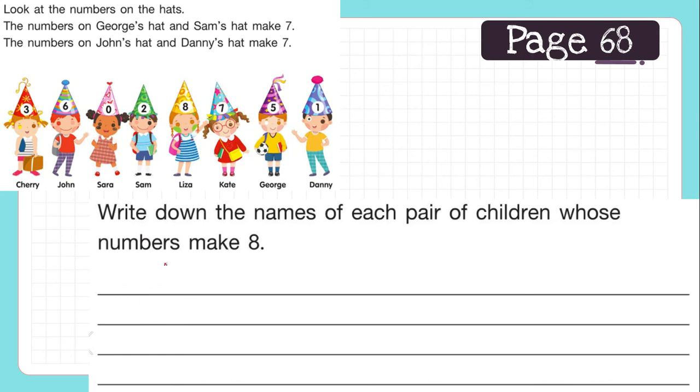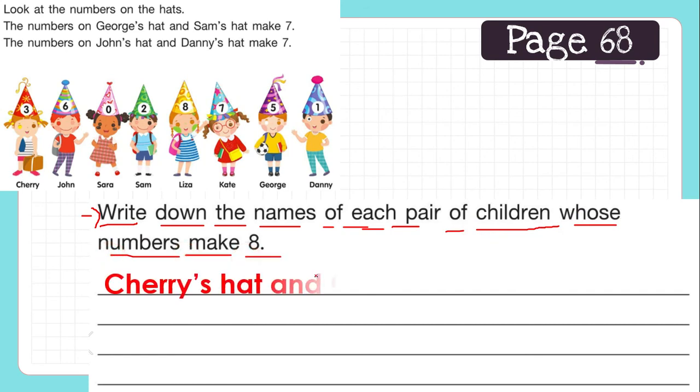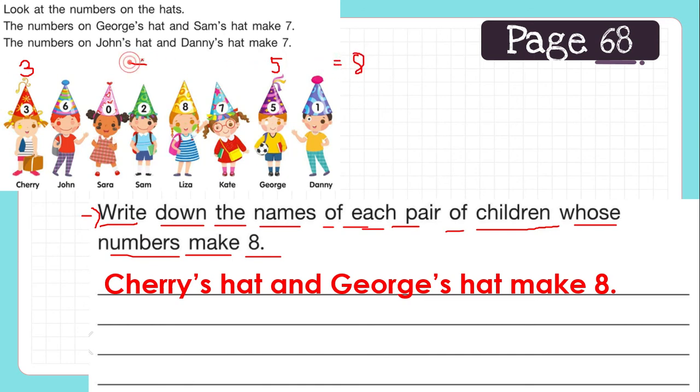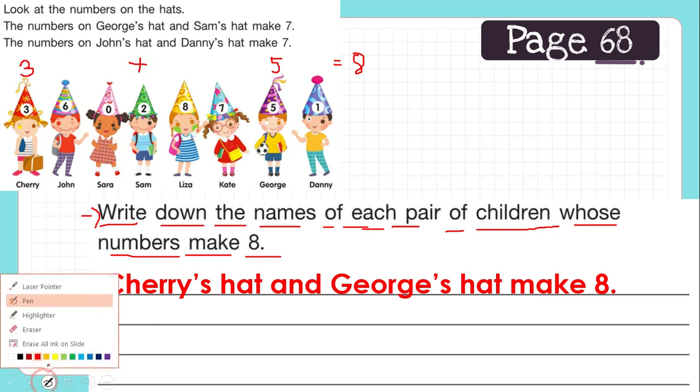Next, activity here. Write down the names of each pair of children whose numbers make 8. Okay, let's start with the first one. Cherry's hat and George's hat make 8. So let's take a look at Cherry. Where is Cherry? This one. So Cherry has 3. And George, where is George? 5. There you go. So if you add 5 plus 3, they make 8. Okay, 5 plus 3 makes 8.